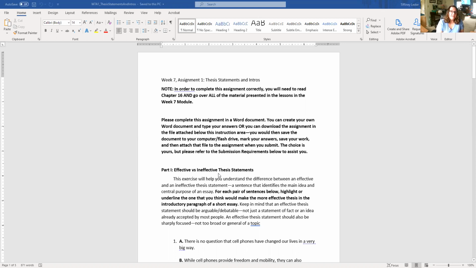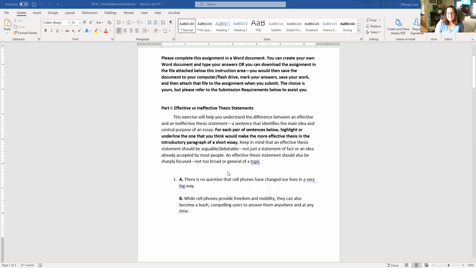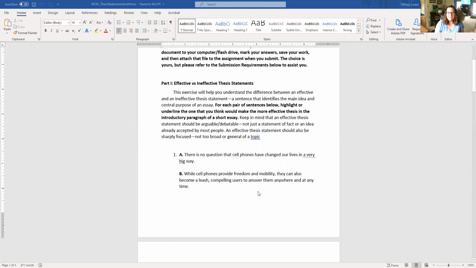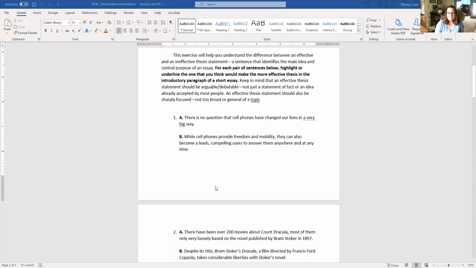Now, let's take a look at what you actually have to do for this assignment. So part 1 is on identifying effective versus ineffective thesis statements. So basically what we have here is we have 5 pairs of thesis statements. In each pair, one of the thesis statements is not real good. It's too vague, it's too broad, it just isn't strong enough.